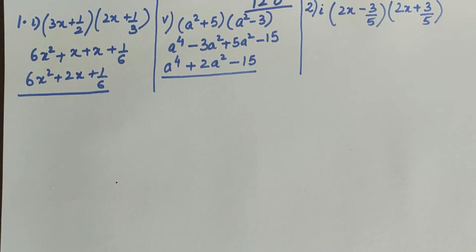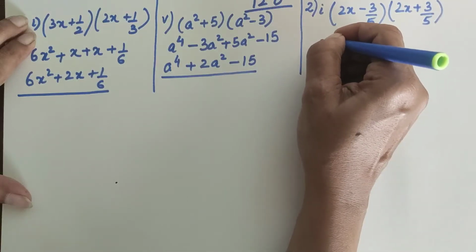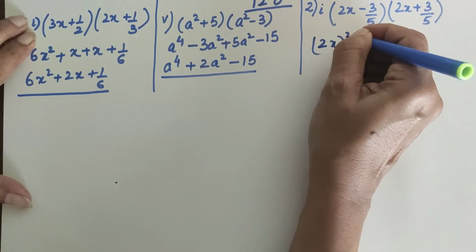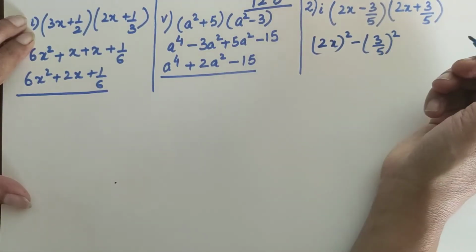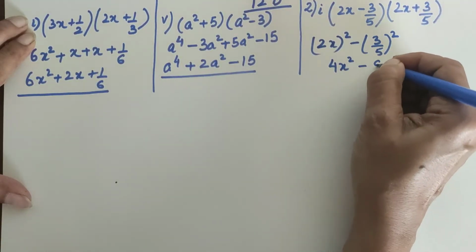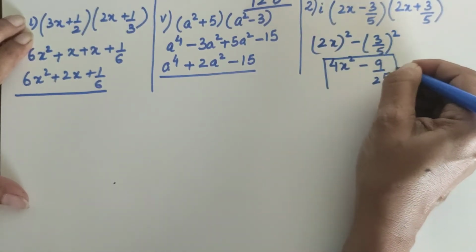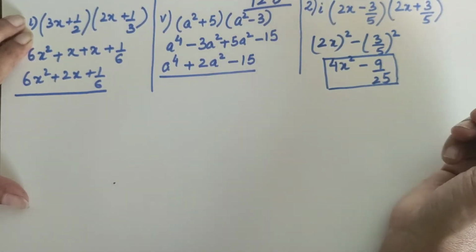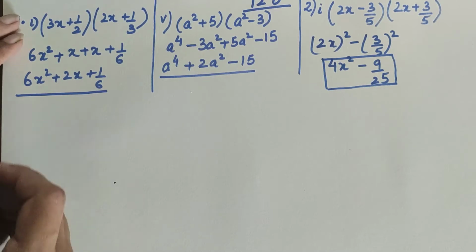Now 2x minus 3 upon 5 and 2x plus 3 upon 5. It is a minus b into a plus b, which is a square minus b square. So we can directly write it as a square, which is 2x square, minus b square, which is 3 upon 5 whole square. So it gives you 4x square minus 9 upon 25. So here goes your answer, 4x square minus 9 upon 25.